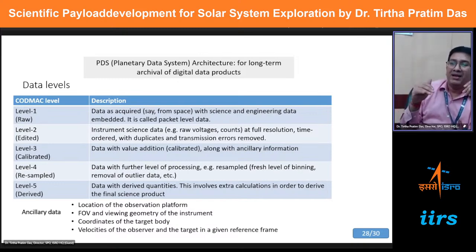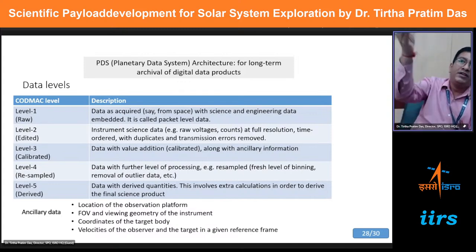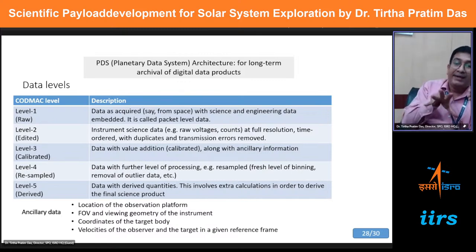Then level 3, you may have to incorporate some calibration parameters, because the data which is coming is not calibrated data. They are all raw data. You have to put in the calibration constants or some corrections you may have to do on the data to make it usable. Then sometimes you have to do a process of resampling.